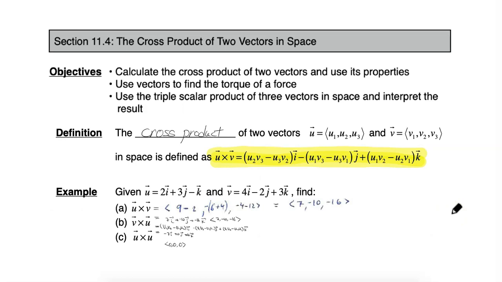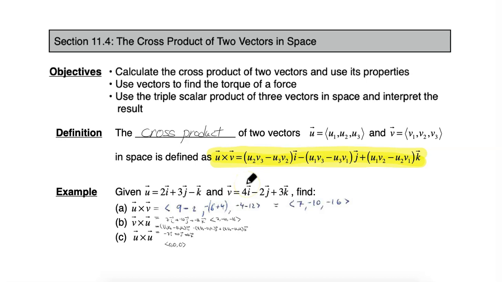Back to the notes. Now we're going to try to practice that. So if u is given here and v is given there, then u cross v is going to be 3 times 3 minus negative 1 times negative 2, so minus 2, which yields 7.